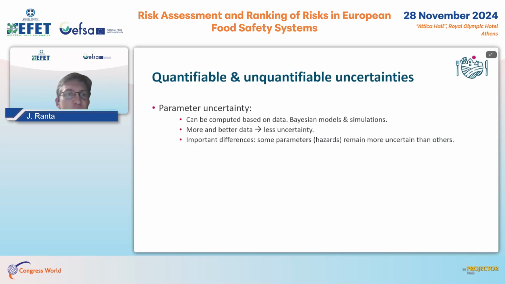So we can quantify the parameter uncertainty by using modeling and simulations and using the existing data. And then the more data you get, the less uncertainty you will have in the end, and you can reflect all of that in the consequent calculations. And there are some important differences that are then accounted for in these calculations: for some parameters and some hazards, you have much more uncertainty than for others, which is important to have in the outputs.